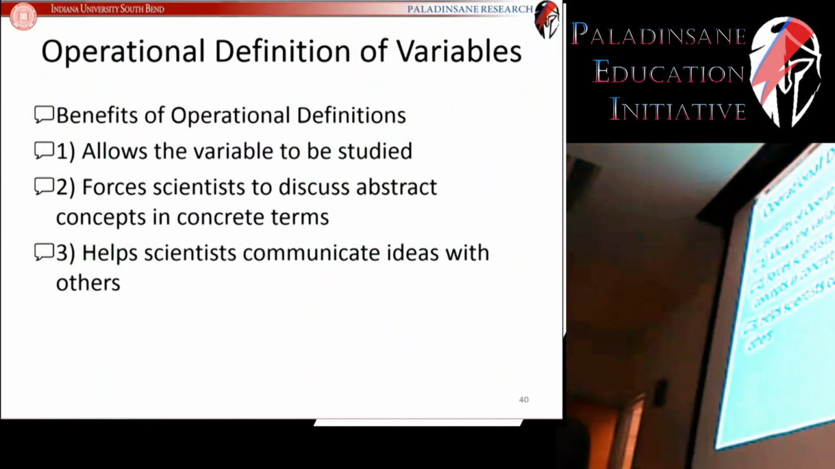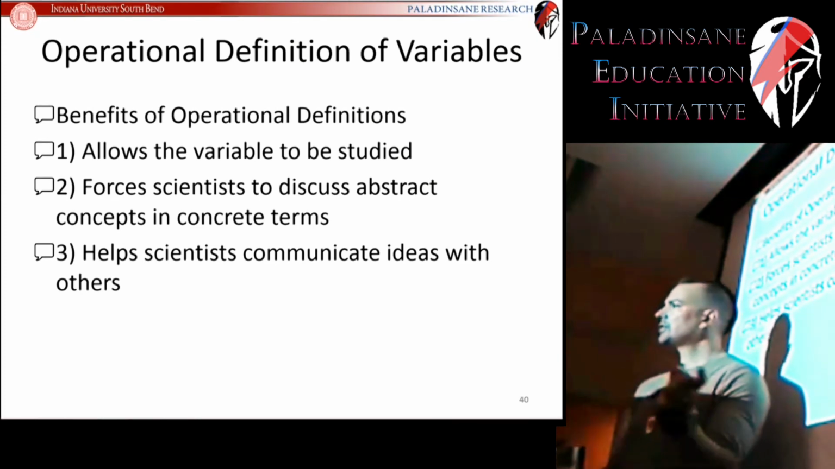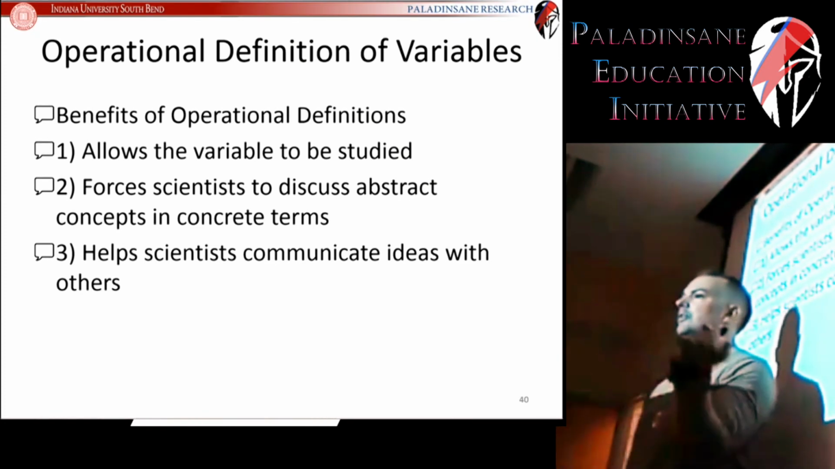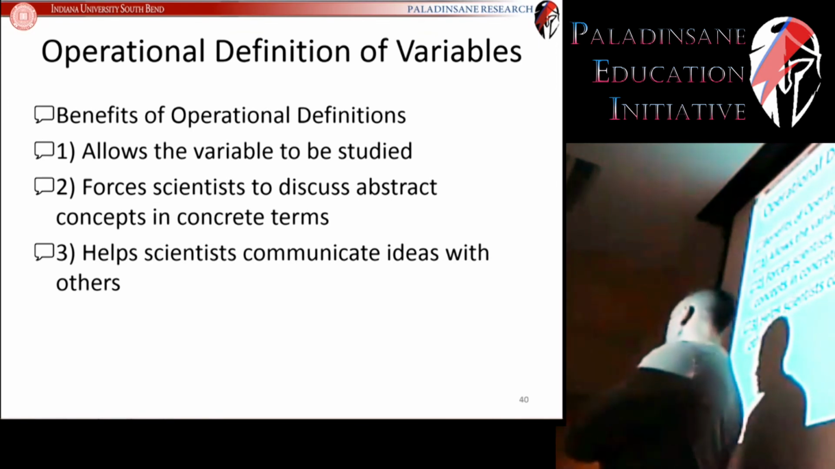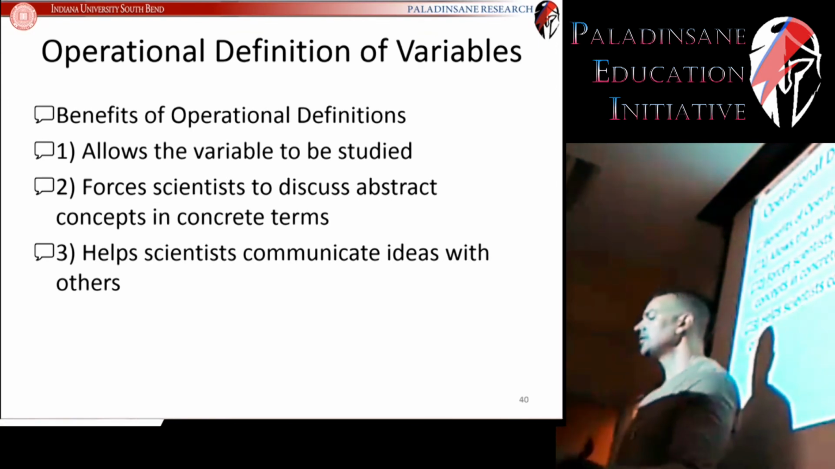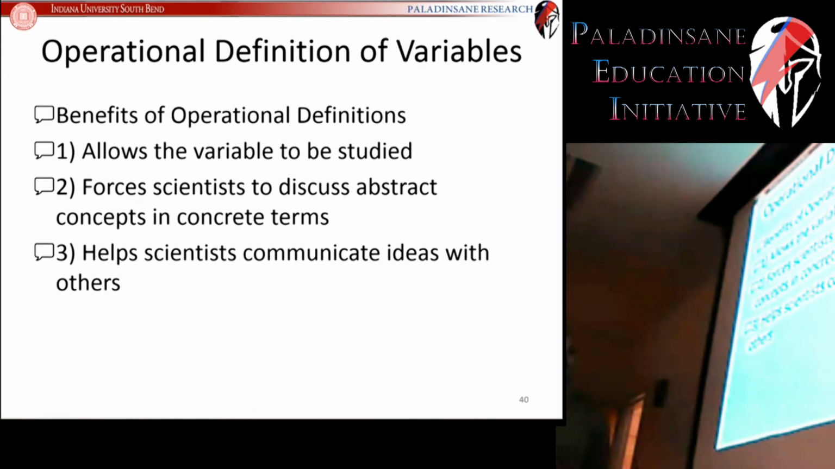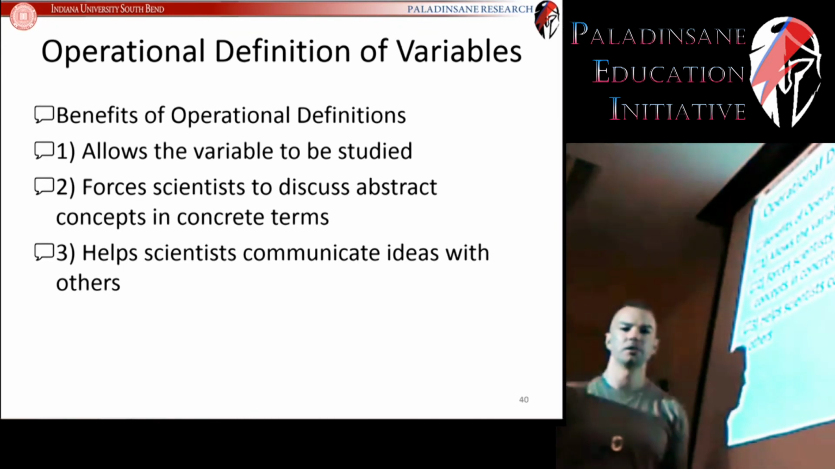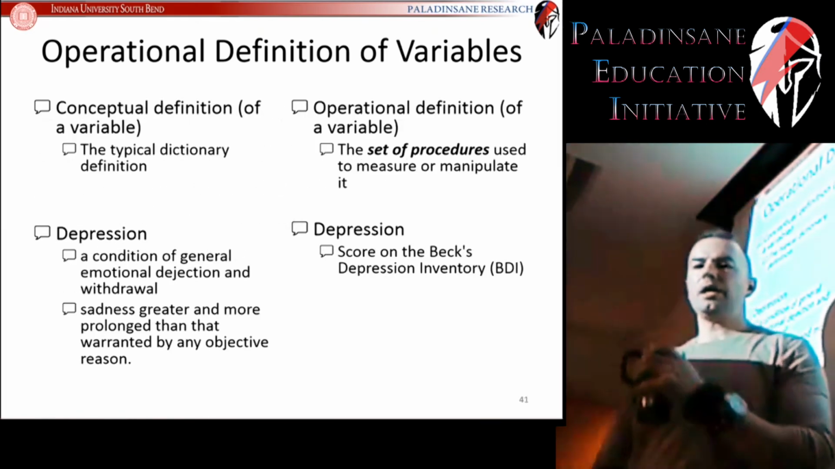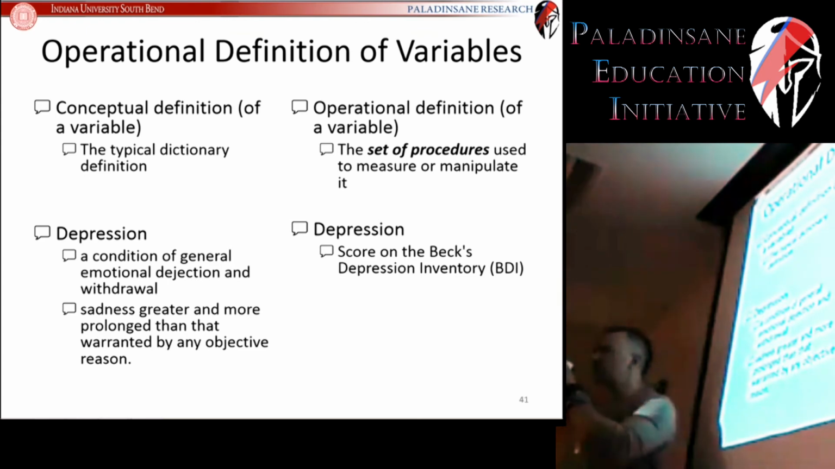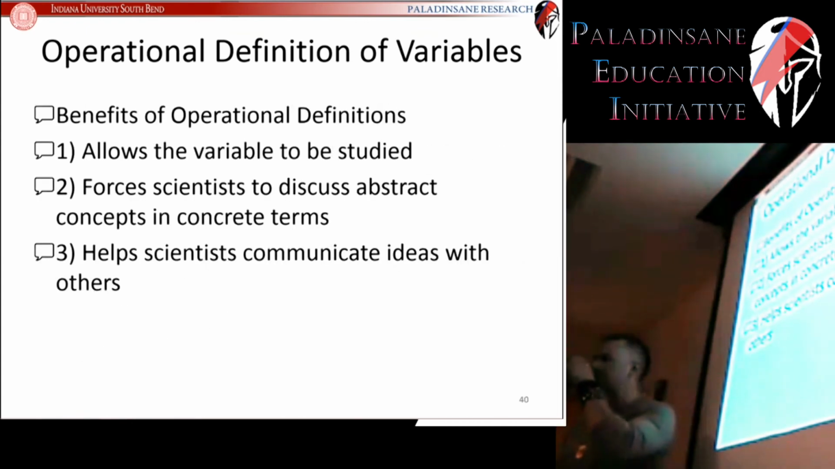So it helps you communicate. Without the operational definition, those two scientists would have been going back and forth for years saying your study was not good, no, your study was not good, you didn't use a good measure, no, you didn't. It wouldn't progress the field. So these operational definitions help scientists communicate. All right, so any questions on operational definitions, their benefits, before we go on to relationships between variables?